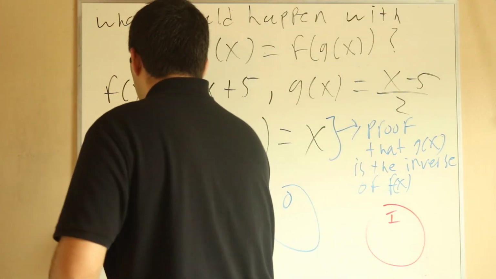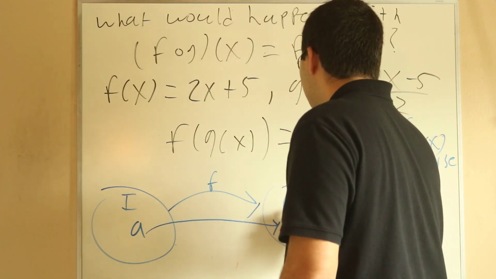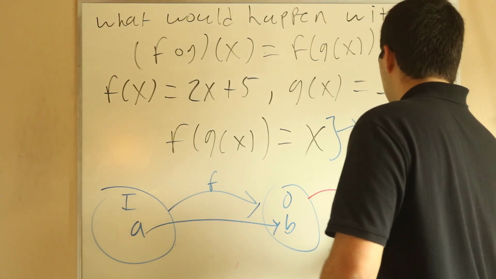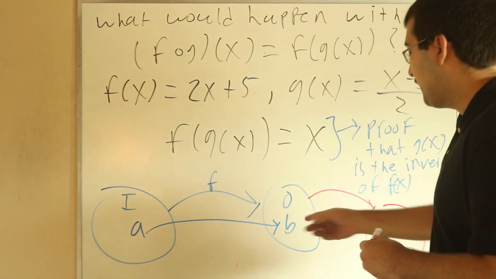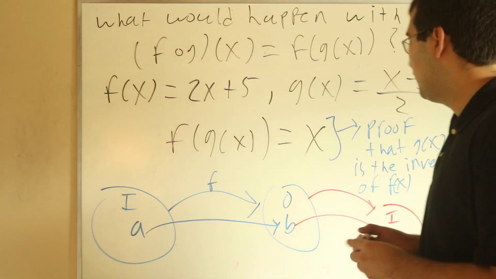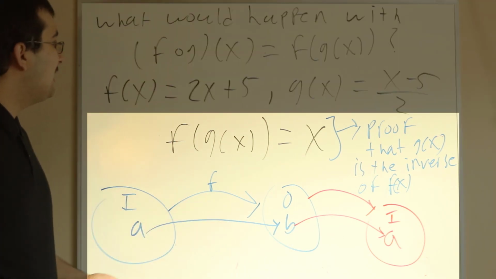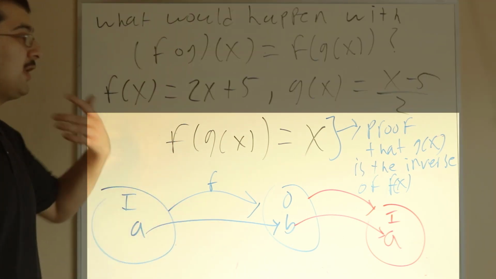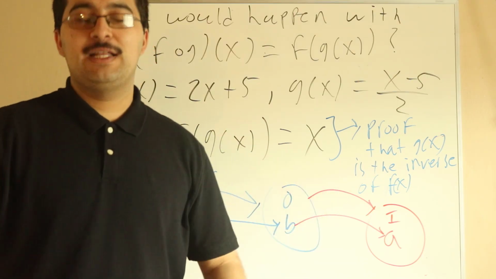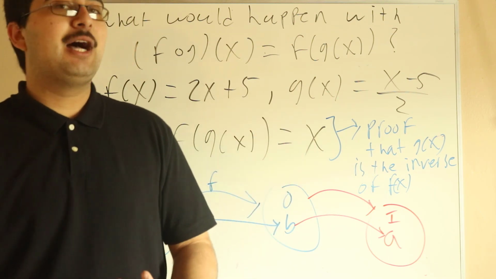If we have an input A, f of x will take that input A and map it to B. But then what g of x is going to do, as we described in that picture earlier, is take that B and bring it back to A. It's undoing whatever f did. And so this is the big idea: when I compose my functions, there should be nothing happening anymore. Everything is canceled out. Whatever I plug into the composition is exactly what I should be outputting.